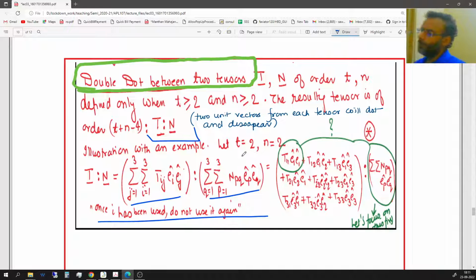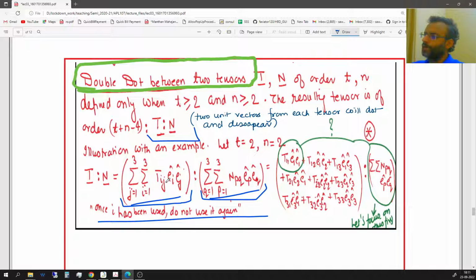And this idea will become more clear as I take an example for illustration. So let me take an example in which I have the first tensor t of order 2, and the second tensor of order 2 again, t and n. And t double dot n, I'm going to write this using Cartesian coordinate system in this way.